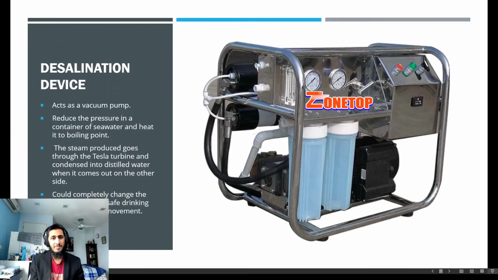So let's look at a couple of things. We know the idea of viscosity can create movement in fluids, right? So let's focus on that in particular. Let's put aside power generation. This is what's known as a desalination device.